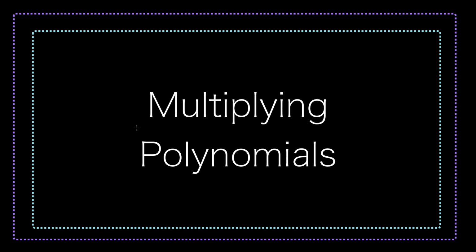Today we're going to be learning about how to multiply polynomials. Let's get started. So let's say we have something like this as a problem that we need to multiply. We have x plus 3 multiplied by x plus 2, and we need to find the product of what these two would be equal to. How would we go about doing that?